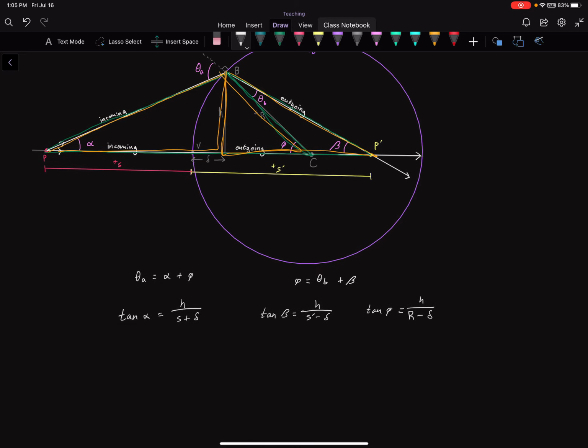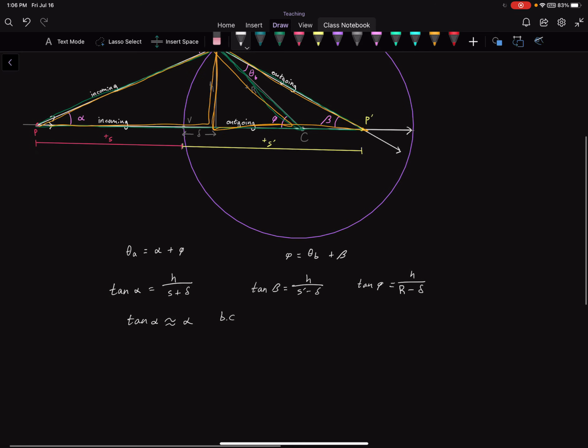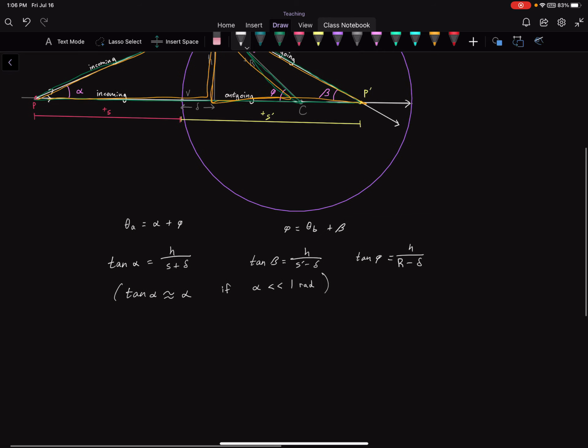We're going to do the exact same thing, small angle approximation, right? So tangent of alpha is going to be about equal to alpha itself, because if alpha is much, much less than 1 radian, small angle approximation, right? And so therefore alpha is equal to h over s plus that delta amount.